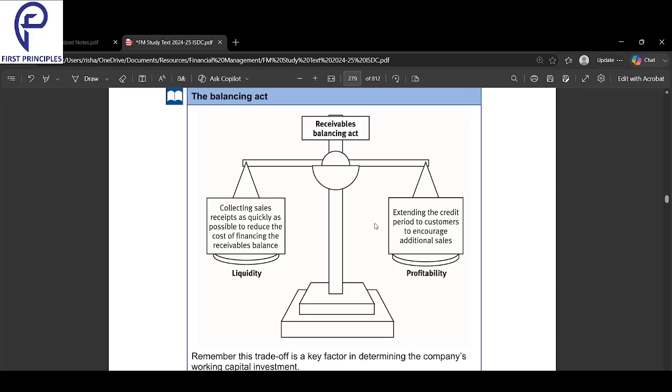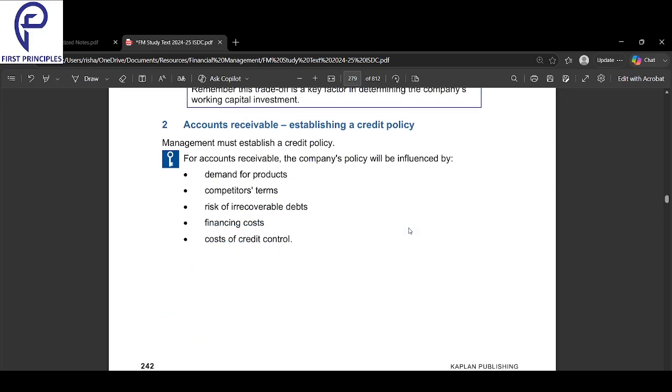If you have too much, it's a problem. If you have too less, it's also a problem. If you have given too much credit, then liquidity will be a problem. If you have given too less credit, profitability will be a problem.